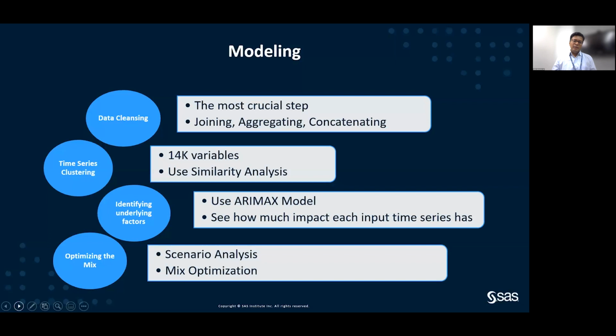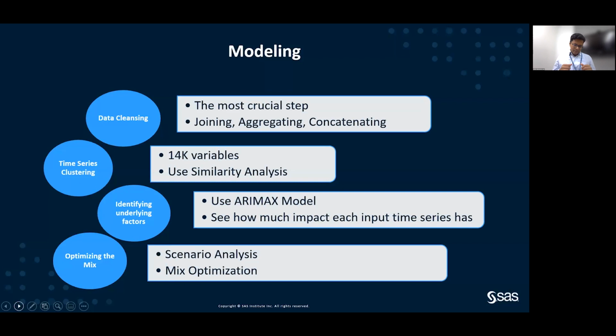This is a really crucial step and took most of the time, and oftentimes it is the most neglected step in the analysis. But for us, or for any analysis, data cleansing is the most crucial step. Okay, so now we got the data, we joined it, we aggregated it, and we did everything. So now what to do?